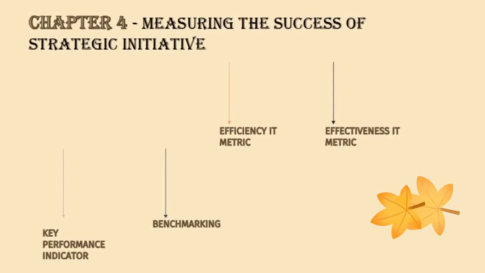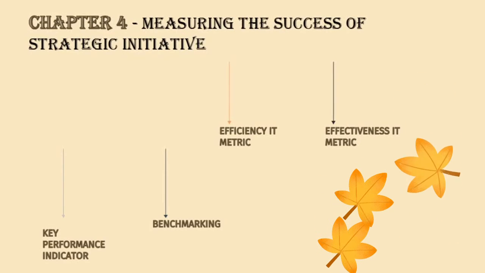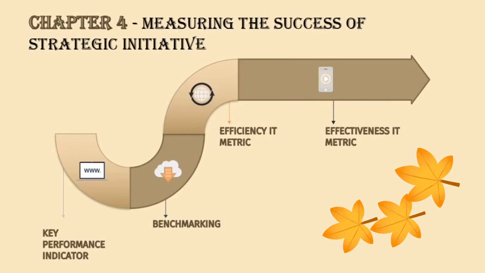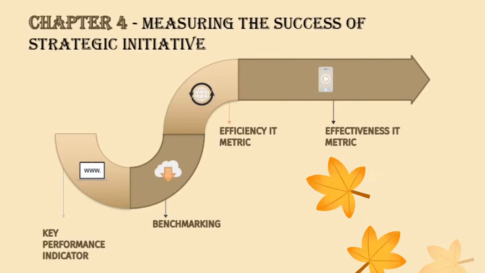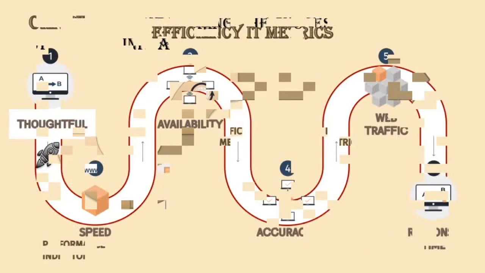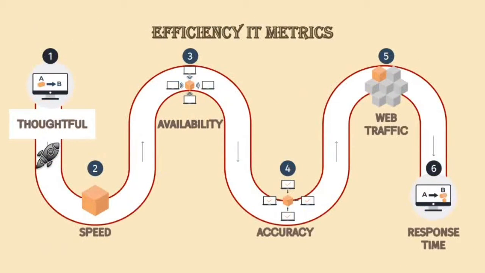In chapter 4, we're going to learn to measure the success of strategic initiative using the key performance indicator to benchmark whether it is for sake of efficiency or effectiveness. Now, we go through the efficiency IT metrics. So the first one is throughput. And the second one is speed. Third, availability. Fourth, accuracy. And then web traffic. And the last one is response time.